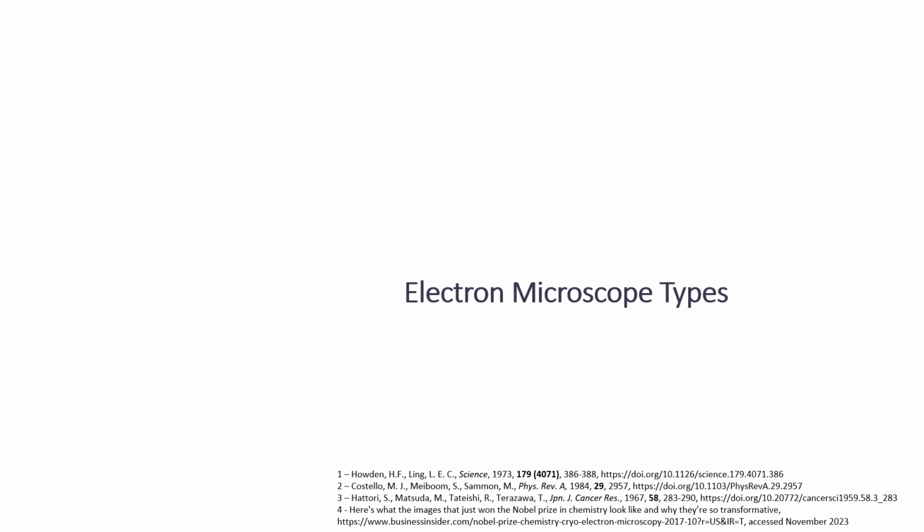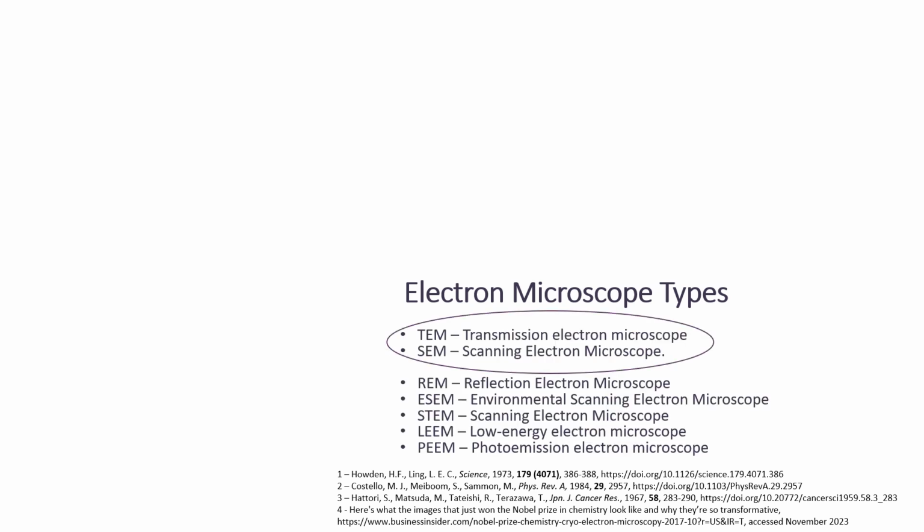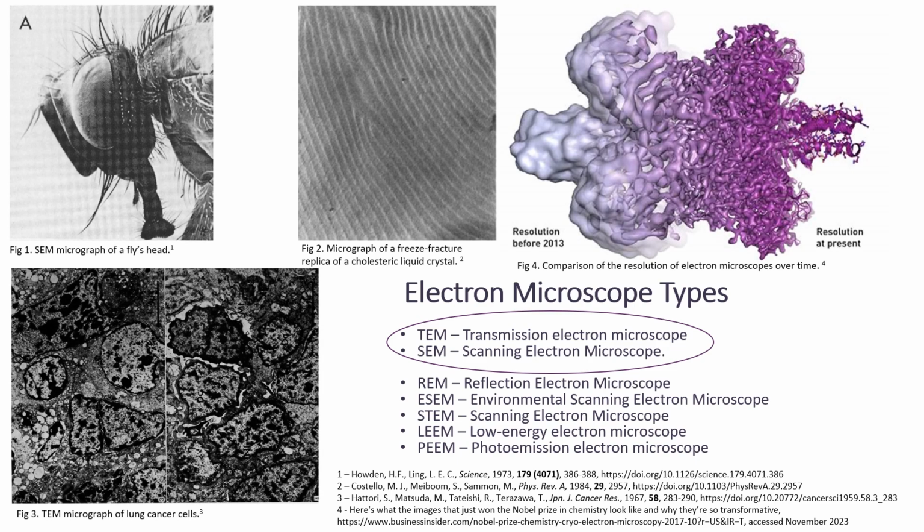Firstly, there are many different types of electron microscope, as you can see listed here. In this presentation, we will be focusing on transmission electron microscopy and scanning electron microscopy, as these are the most common and universally used types. Here you can see examples of pictures captured with both transmission and scanning electron microscopes, as well as a visual demonstration of the development of electron microscopy over time.